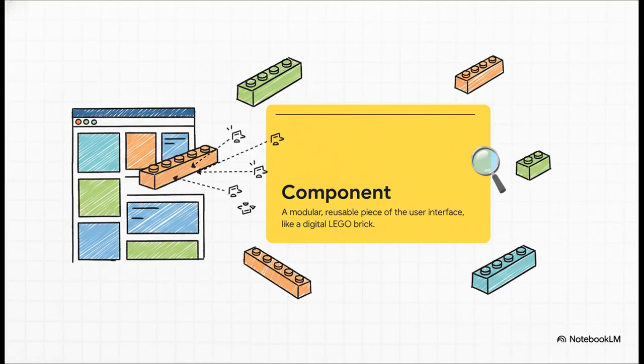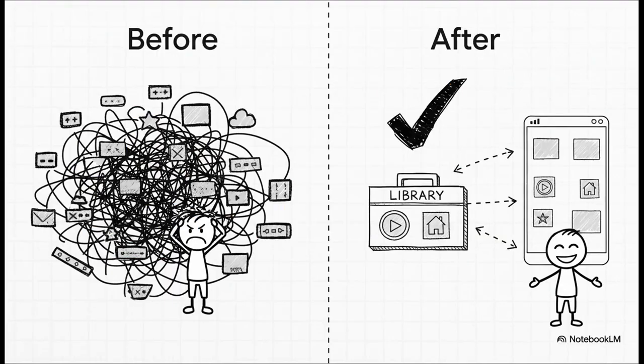The best way to think about it is like a digital Lego brick. Seriously. You create these small, self-contained, reusable pieces, and then you just snap them together to build your entire application. And this is why components are a total game changer. They keep our code incredibly organized. They stop us from repeating ourselves, which is a huge time saver. And the best part? These little bricks can be reused absolutely anywhere we need them. It's all about building smarter, not harder.